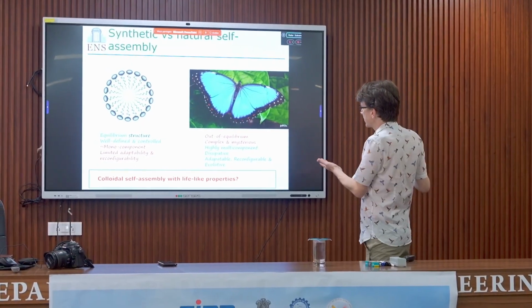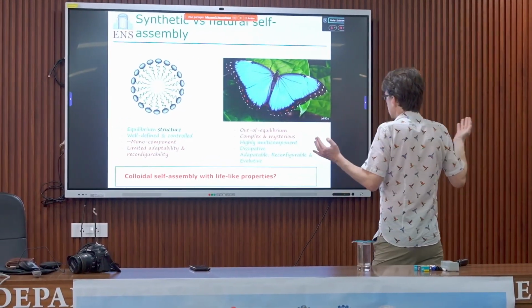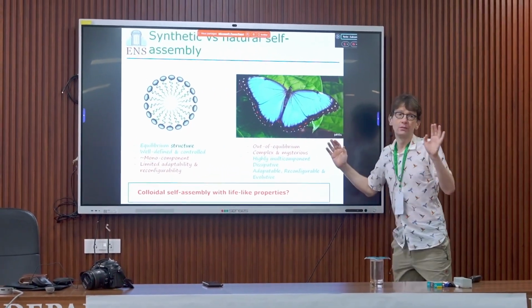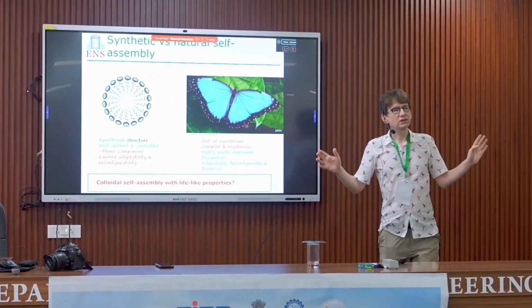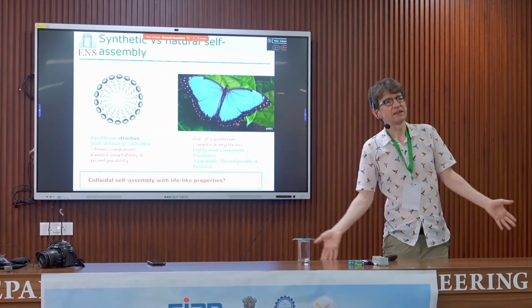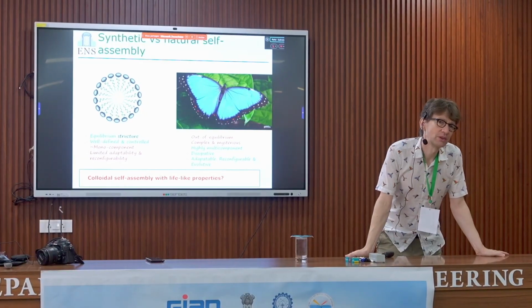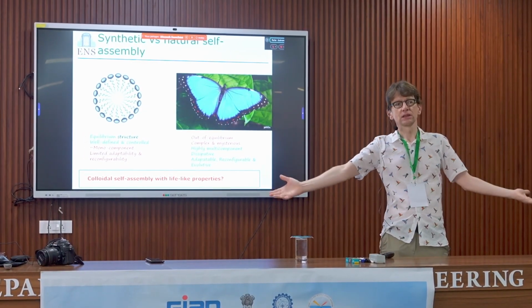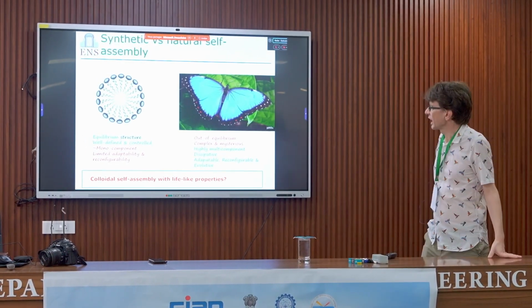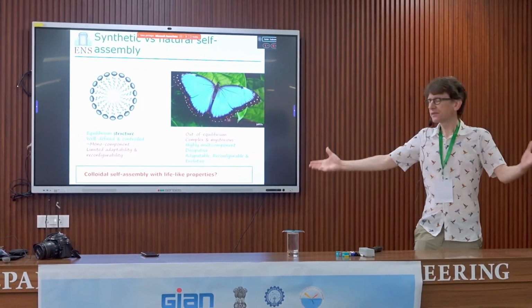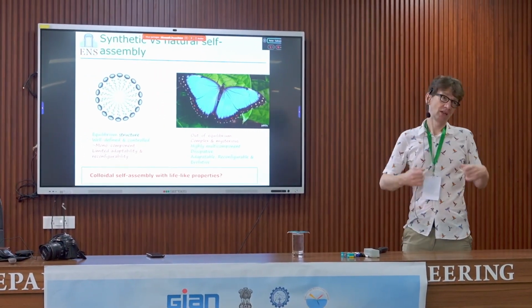If you look at living systems, we are out of equilibrium, always. We are out of equilibrium because we don't want to be at equilibrium, because equilibrium means death. So I think most of us want to stay alive, and when we are alive, we are out of equilibrium.